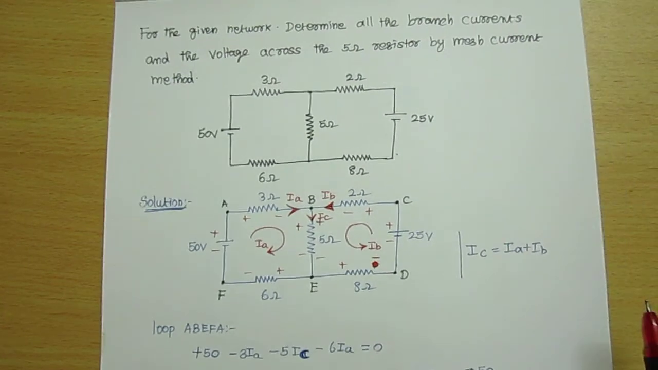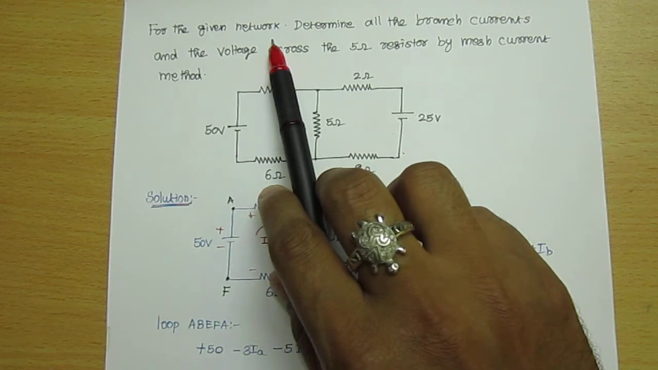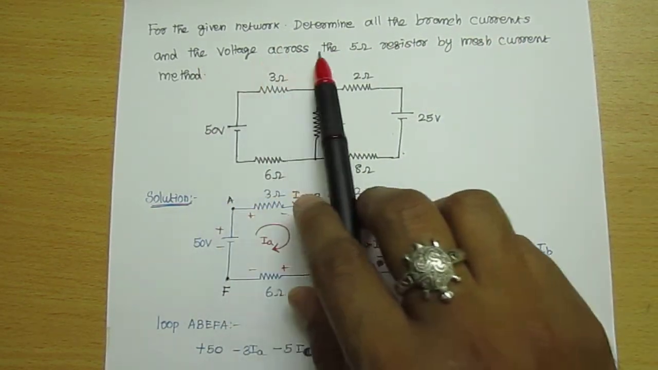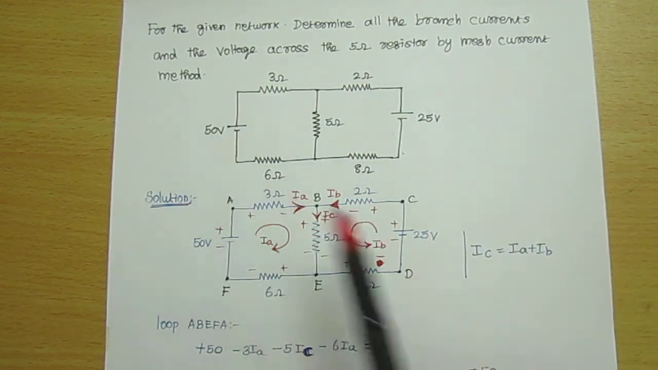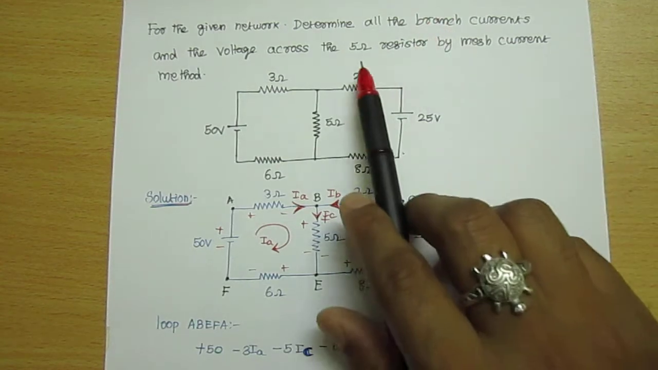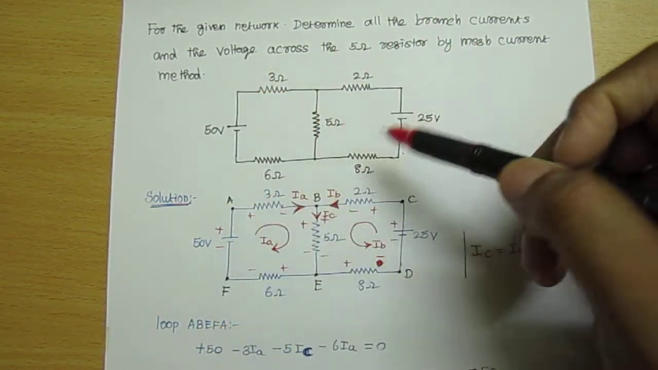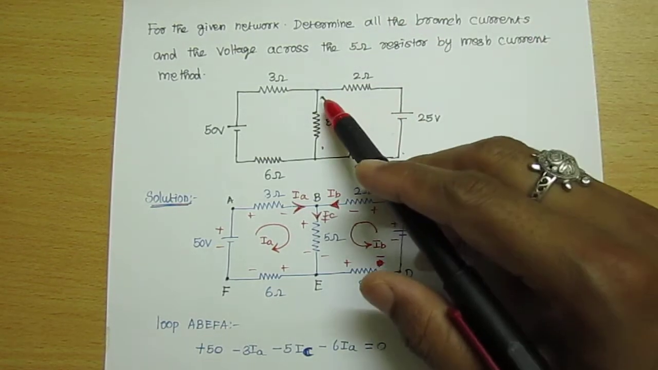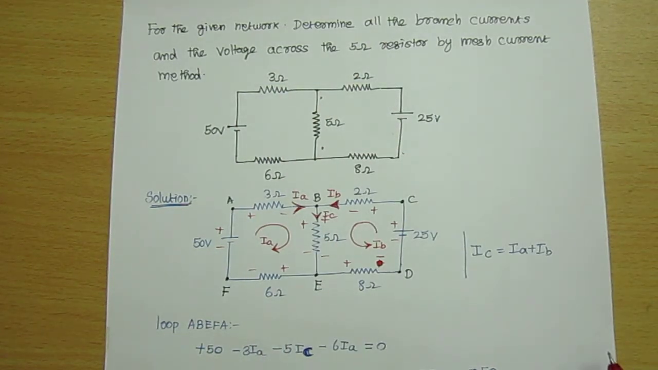So problem number 2, the question is, for the given network, determine all the branch currents and the voltage across 5 ohm resistor by mesh current method. This is the given question. So we are supposed to determine all the branch currents and then the voltage across the 5 ohm resistor. Across this resistor we are supposed to find the voltage, and then we have to find the current in all branches by using the mesh current method.